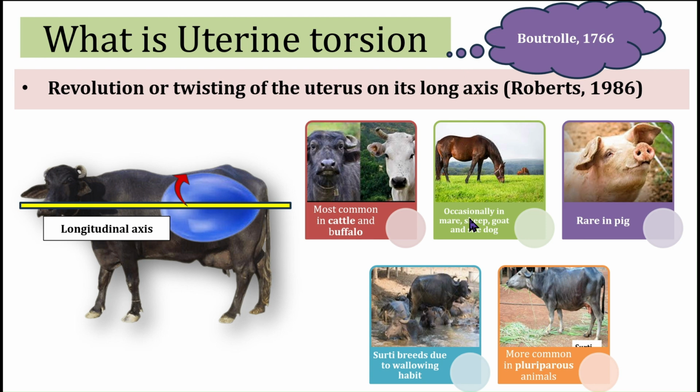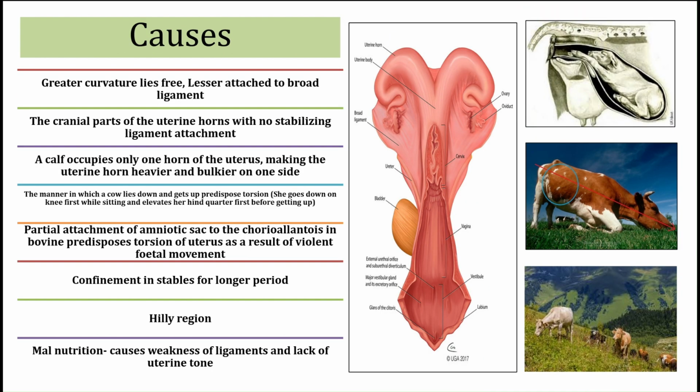Apart from that, uterine torsion is also occasionally reported in mare, sheep, goat and sea dog, while it is rarely reported in pig. Among the buffalo breeds, it is most commonly reported in Surti due to their wallowing habit. If we talk about the age group, it is more common in pluriparous animals as compared to the heifer. Now we will know about the different causes of uterine torsion.